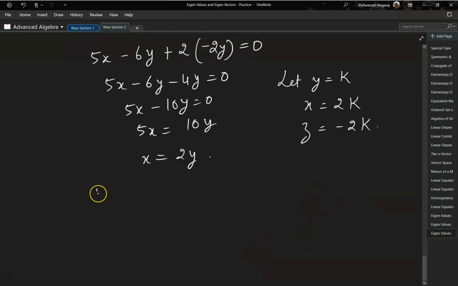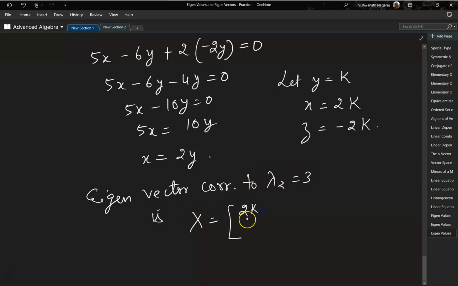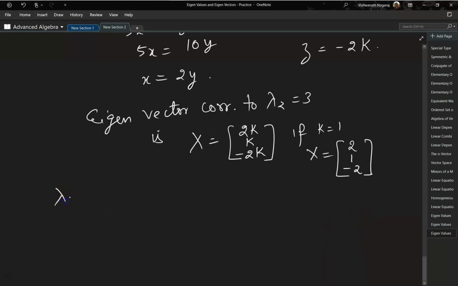So our eigenvector corresponding to lambda 2 equal to 3 is x equal to 2k, k, minus 2k. And if k equal to 1, then x becomes 2, 1, minus 2. We are still not finished because we have a third eigenvalue. So lambda 3 equal to 15. So now the matrix becomes 8 minus 15 is minus 7, minus 6, 2, minus 6, 7 minus 15 is minus 8, minus 4, 2, minus 4, 3 minus 15 is minus 12.